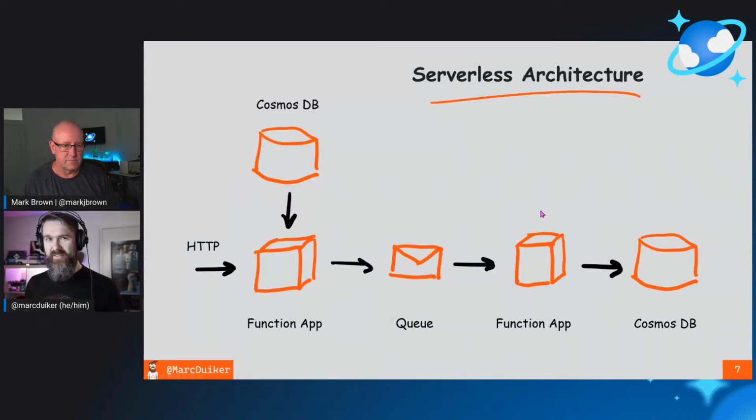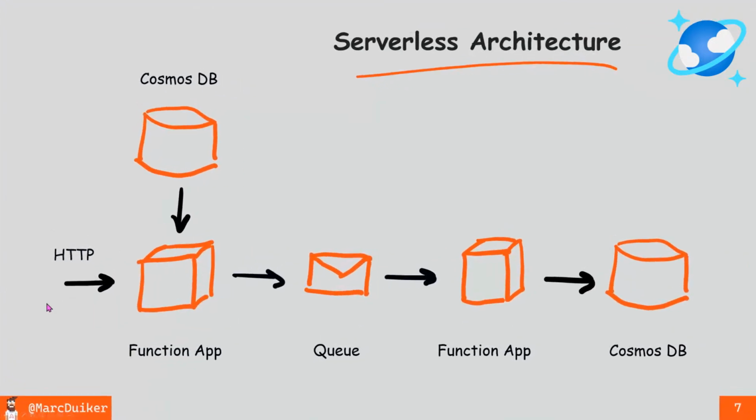These days, serverless architectures are all over the internet, and I've made a basic example of what happens when you make an HTTP post with some kind of payload. Then it's quite common that you do some kind of lookup, you read something from Cosmos DB, you do some processing, you put the result on a queue, and that message can be picked up by another function app, and finally you store or update something in Cosmos DB again. This is quite a common scenario for many businesses.